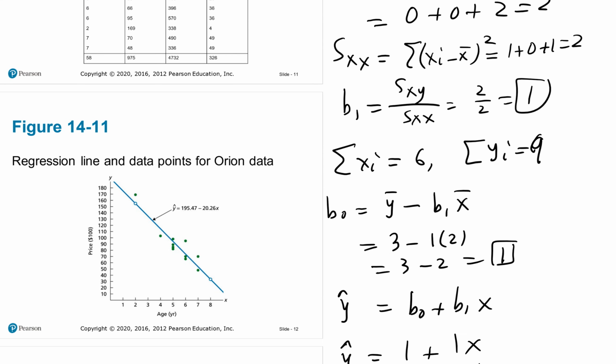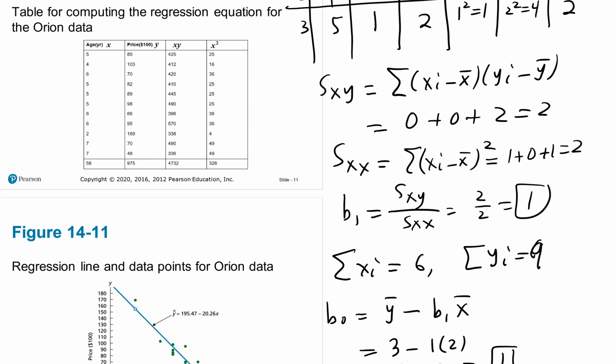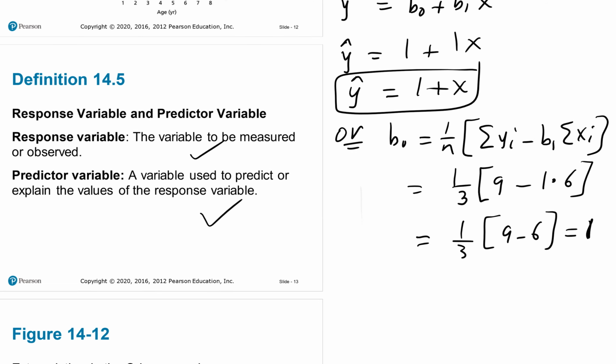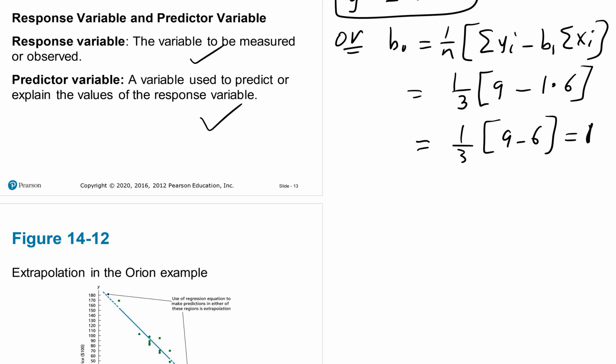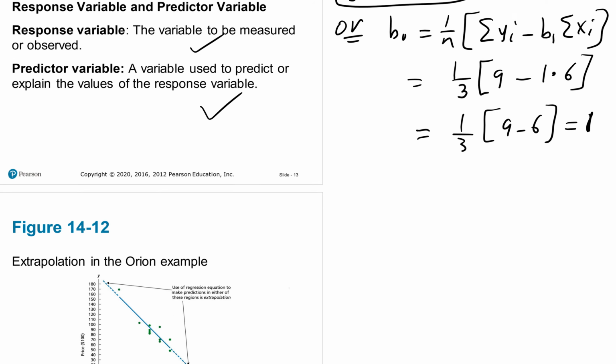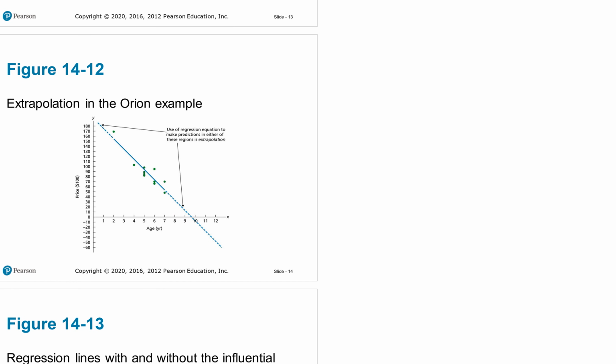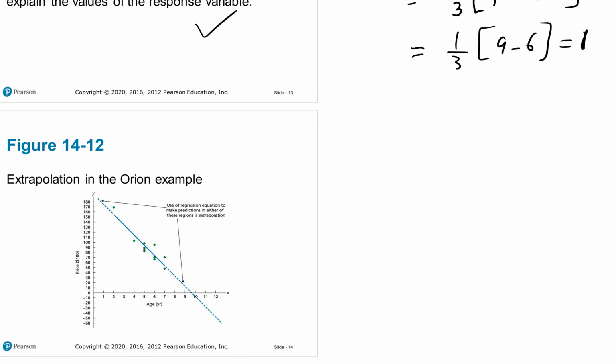And this is another example here with a larger data set where they found the trend line, or the regression line. You can always use a calculator or software to find the regression line, and then you will see that it's not difficult to do so.